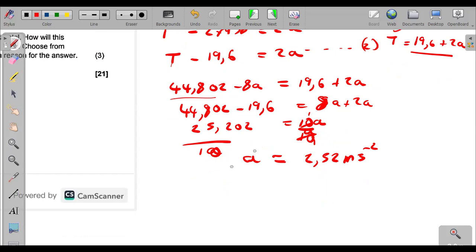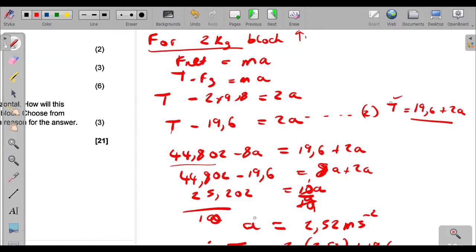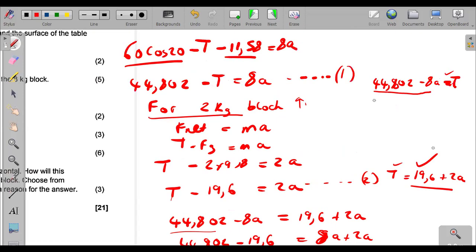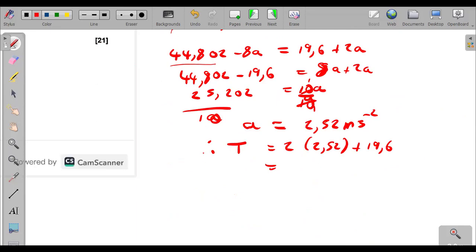So tension, therefore, is equal to 2 multiplied by 2.52 plus 19.6, which is the one I'm opting for. I'm substituting into any one of these. Remember, T is equal to this, and at the same time, T is also equal to the other, so you can substitute into any one of them to determine T. Substituting gave me 24.64404, which is 24.64 Newton to two decimal places. That marks our tension T. So we have answered this question.